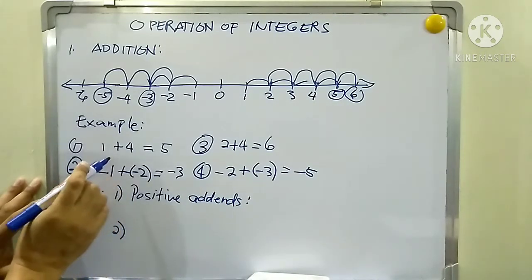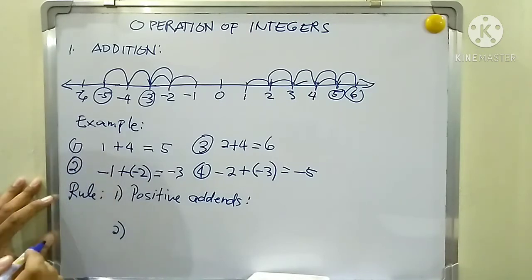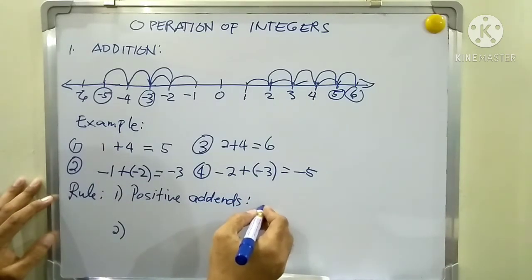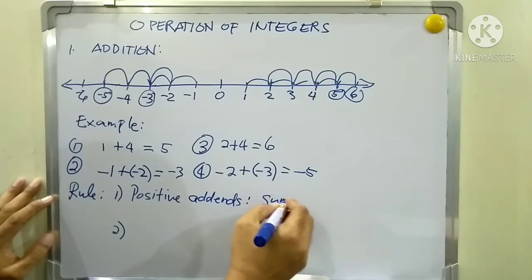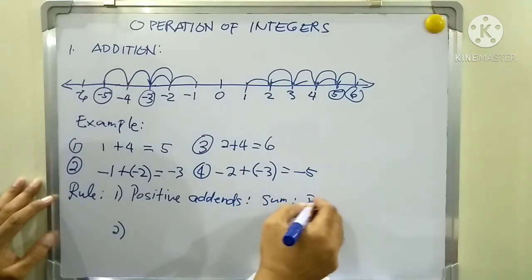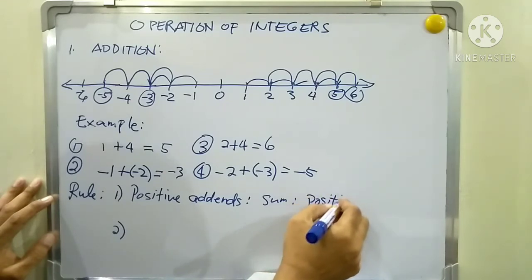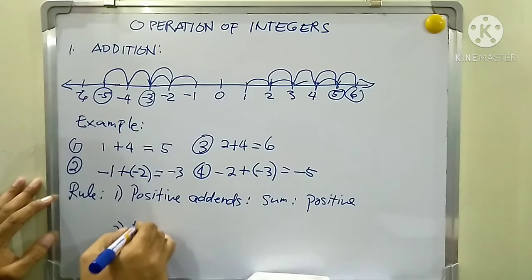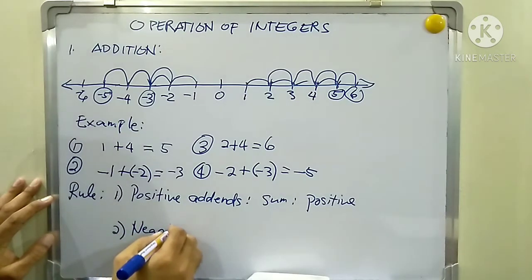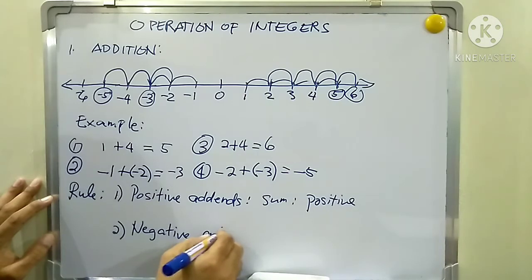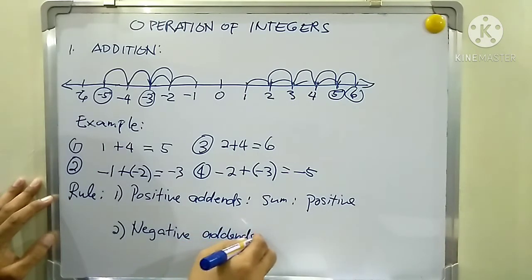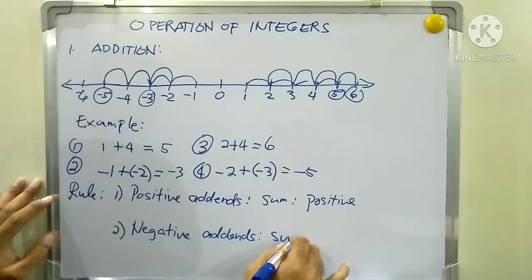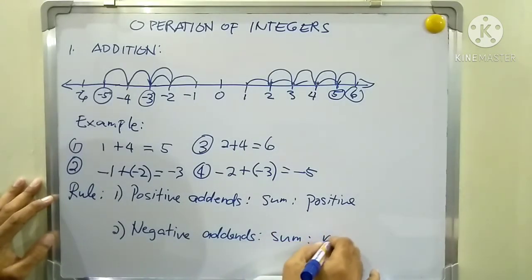If we're adding both positive numbers, our sum is positive. If we're adding both negative numbers, the sum is negative.